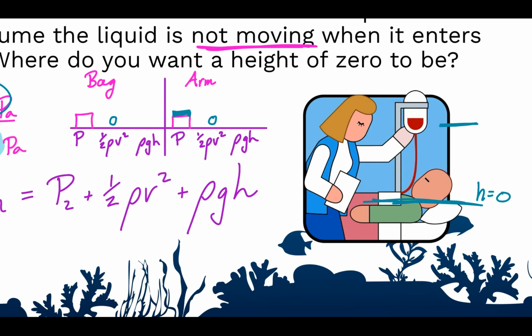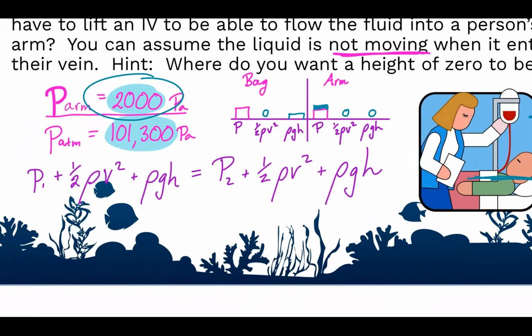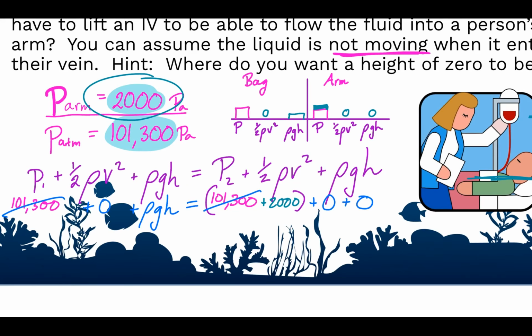So the bag is going to be at some height, and at your arm, the height will be 0. All right, so in terms of Bernoulli's principle, we're going to have this pink part of the 101,300. And on the right-hand side, it'll be that atmospheric pressure plus the 2,000. And you'll notice that this part is going to cancel out. Plus our kinetic energy is 0. And on the right-hand side, our kinetic energy is 0 and the gravitational potential energy is 0.